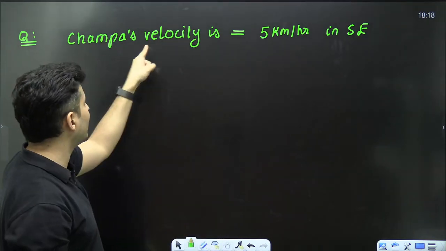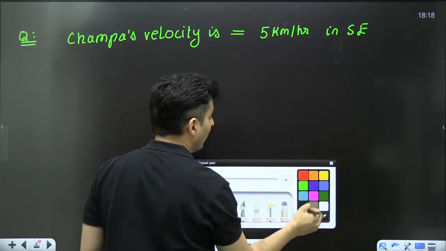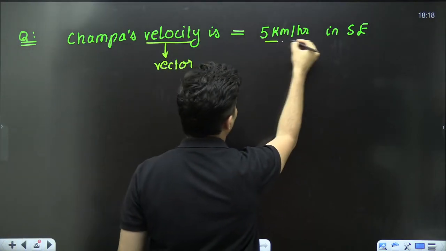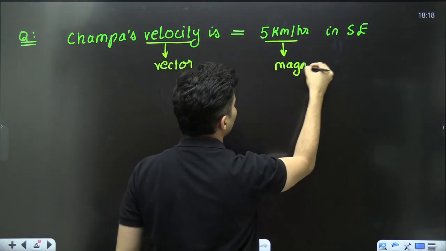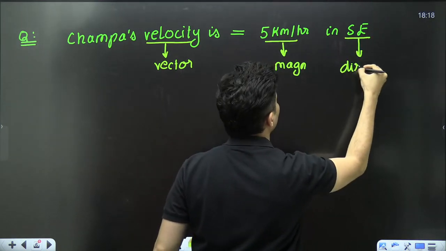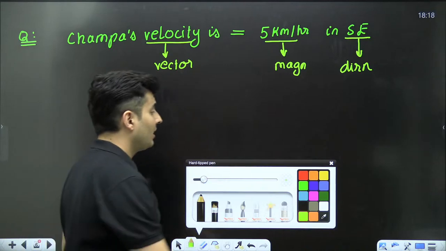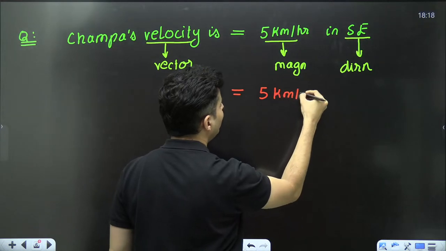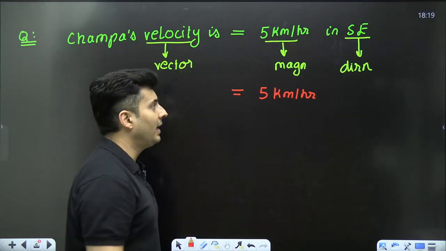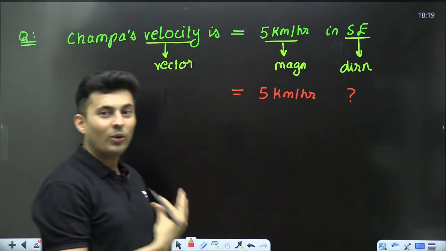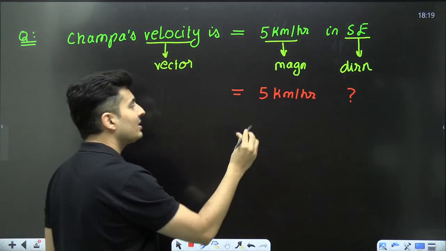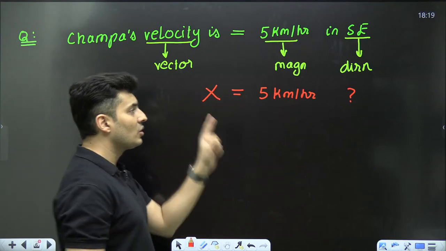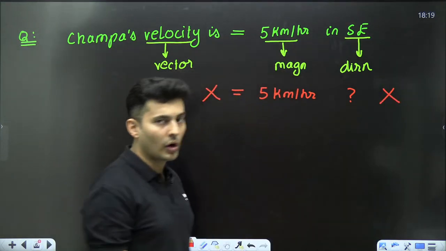Definitely it is correct, because velocity is a vector quantity. Velocity, my dear warriors, is a vector quantity. And you can see over here, this is your magnitude information, and this one over here is your directional information. But if I say Champa's velocity is equal to just 5 kilometers per hour, then it is not correct, because then where is the direction? I'm asking you the velocity. So this will be a wrong way of writing. This is not correct. Do not do this. So I'm putting a cross over here.